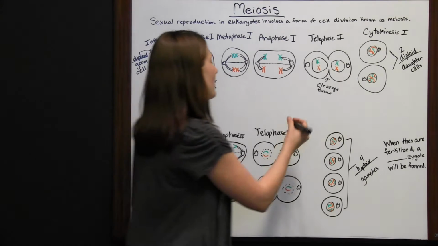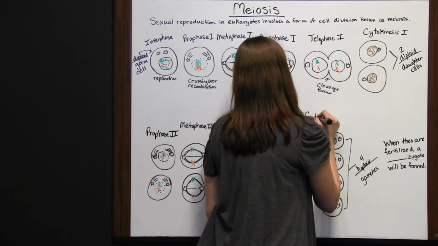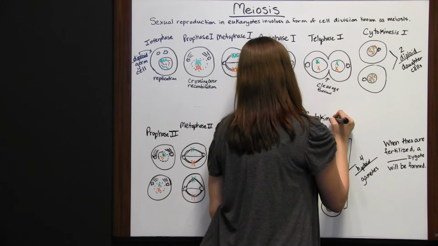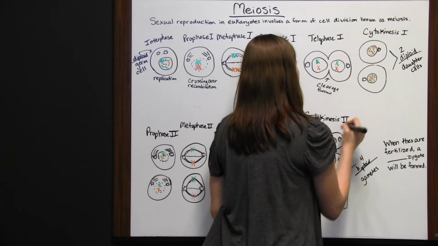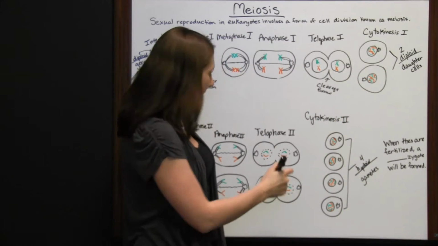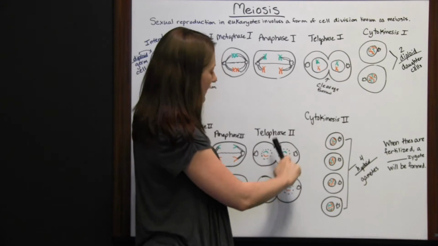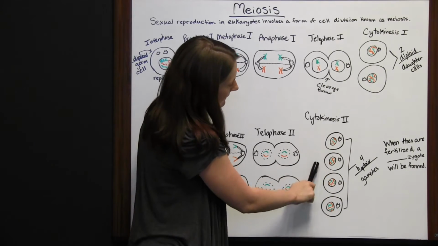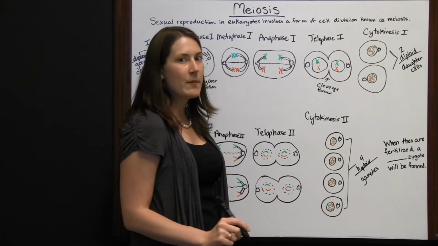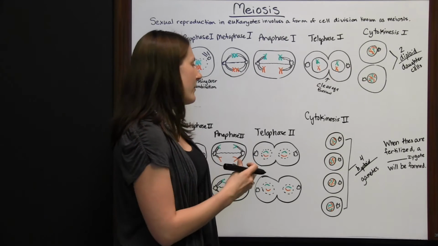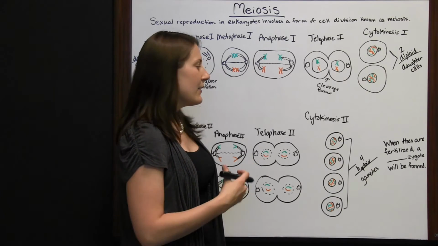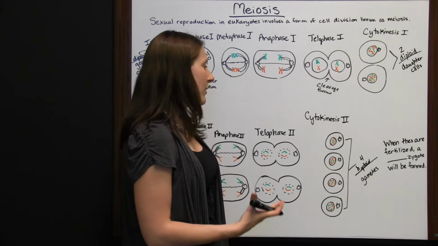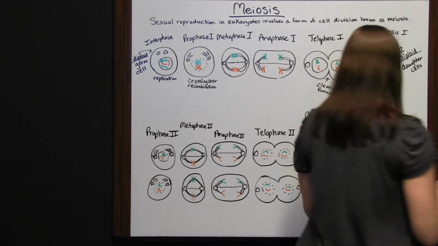And then we go to cytokinesis 2, which is where the cytoplasm is divided between these two new cells and these two new cells, and now we've got 4 haploid gametes, which means that they each just have one set of genetic information, and they're going to need a partner to be able to reproduce.